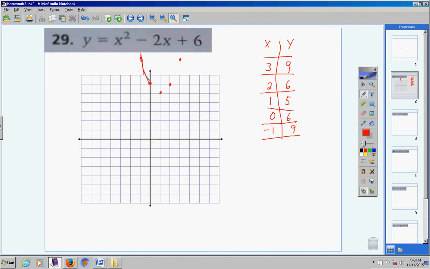But there's the graph. Make sure it's curved here at the bottom. Nice curve. Comes up. And put arrows on the ends. Okay, so your vertex would be 1, 5. And by the way, what's the x value? If I asked you for the axis of symmetry, it would be x equals 1. It would be a vertical line going right through 1 on the x-axis. Alright, number 31.